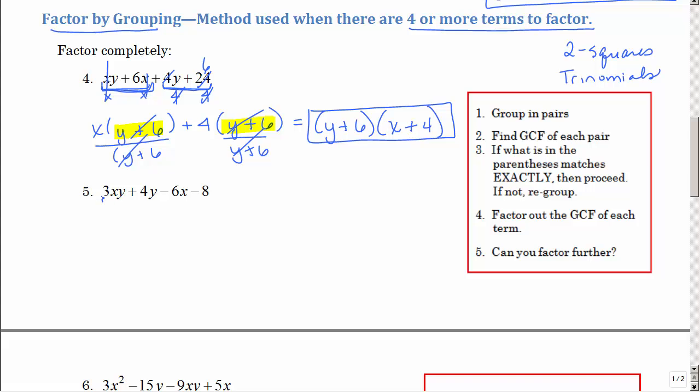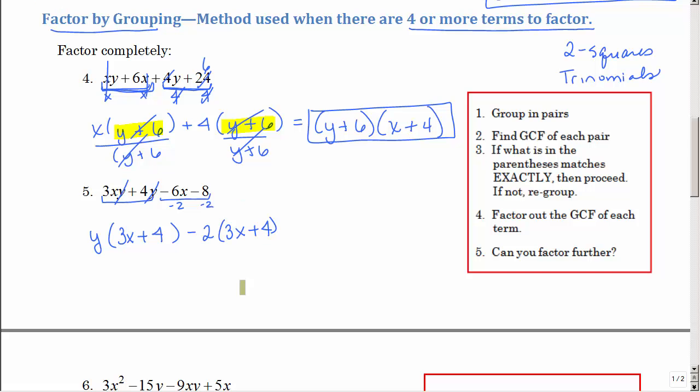Let's look at number 5. Again, I'm just going to put the first 2 and the last 2 together. Sometimes that doesn't work and we have to rearrange. So what does this first group have in common? They have a y. So if I divide both by y, that would leave me 3x plus 4. Now the second group, they're both negative, and remember how we talked about, especially if the first one was negative, you want to factor out some kind of negative? Well, here it comes. So I want to, not just a negative, but how about a negative 2? If I divide both of those by negative 2, that would leave me 3x plus 4.